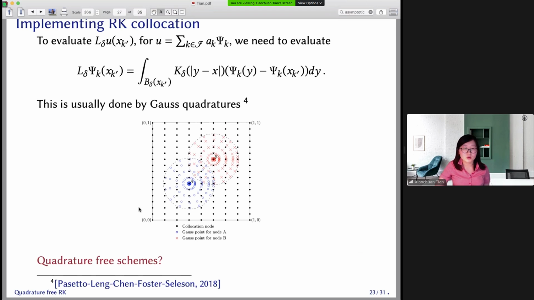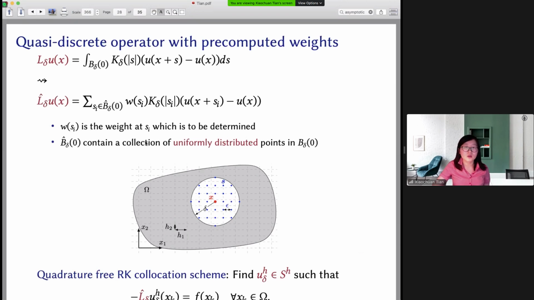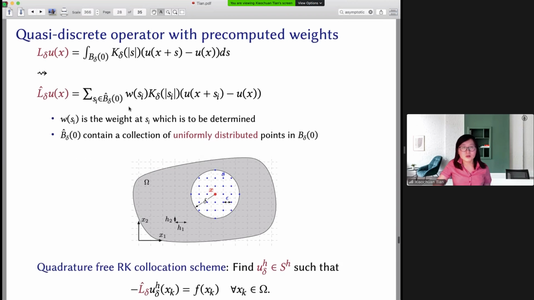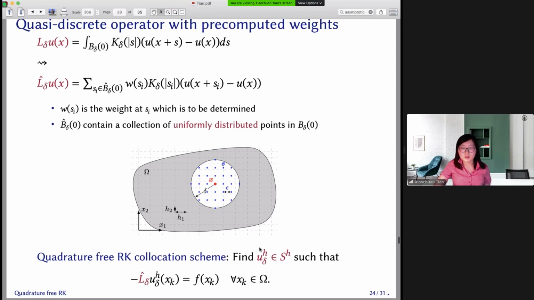So the question is, can you introduce a scheme that doesn't need the quadratures? That's what I call quadrature-free schemes. The way to do it is that you write down an approximation of L delta hat that is not the integral, but a summation, and those weights can be pre-computed. Then you apply the RK collocation. The idea is the same: find this kind of solution such that this holds on the grid points, where now L is replaced by L delta hat, and the hat is just a summation, so you don't need to do quadratures. Now, these weights can be computed.